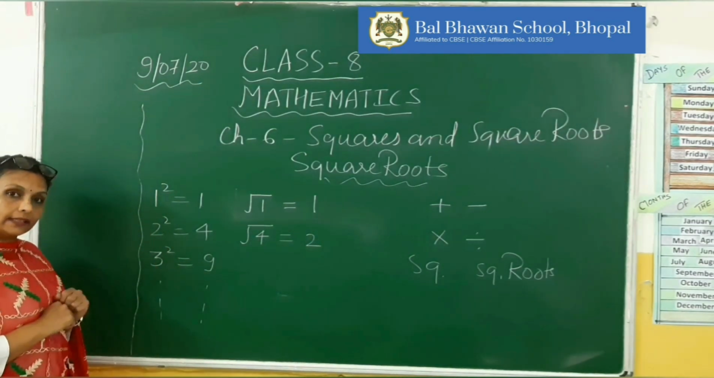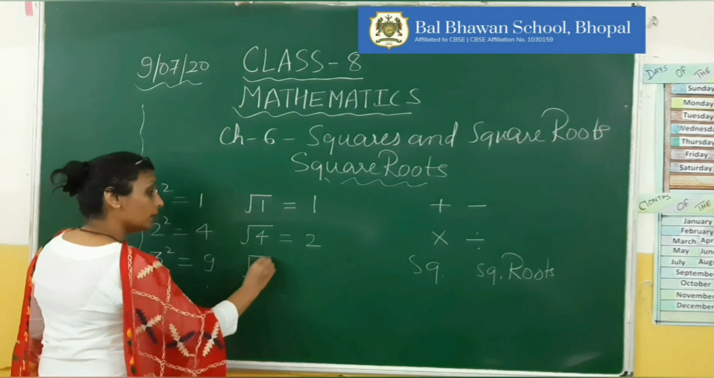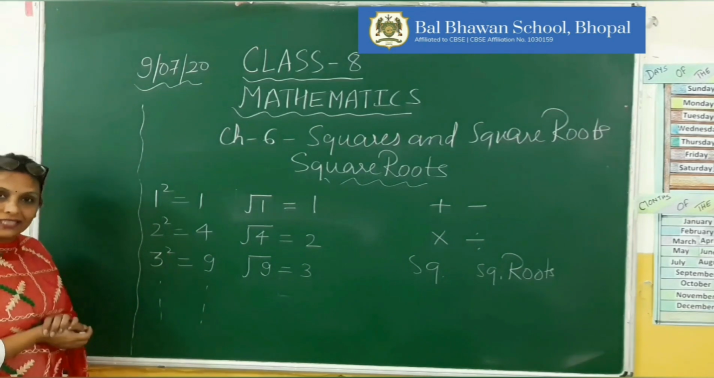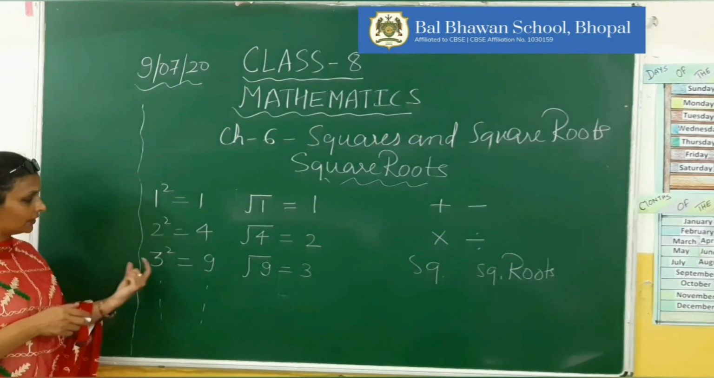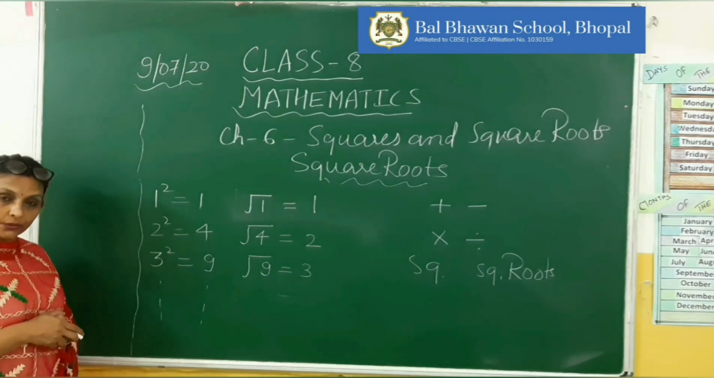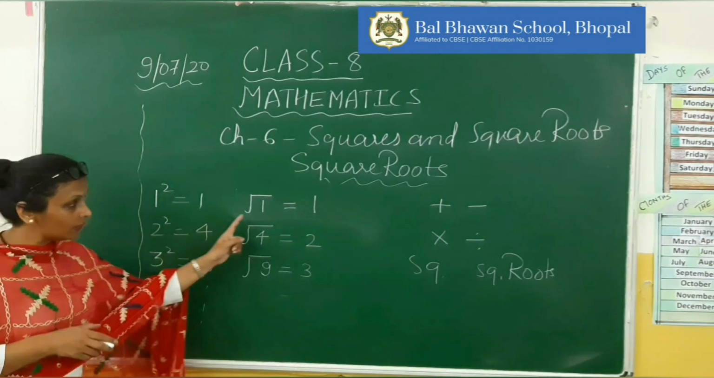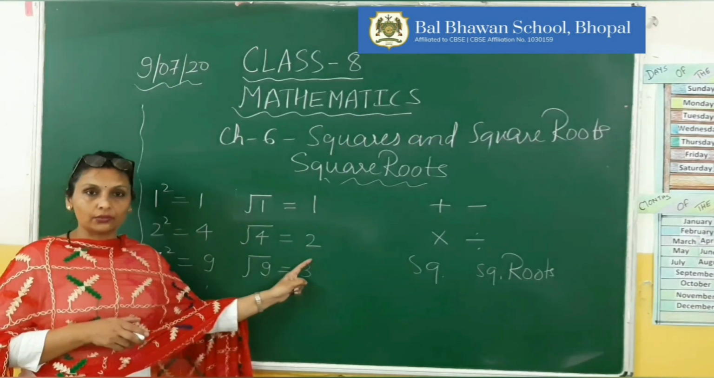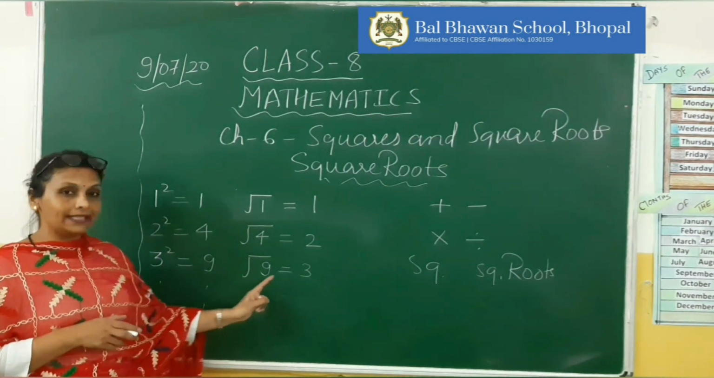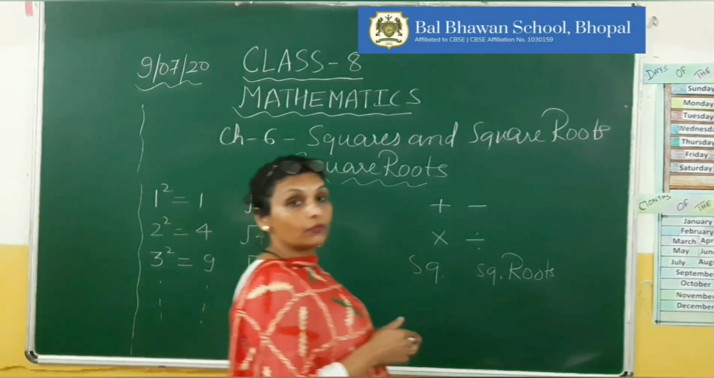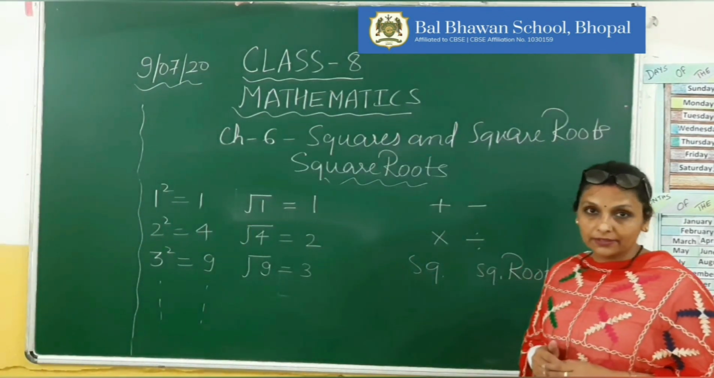Square of 3 is 9. That means square root of 9 is 3. Are they the inverse operations of each other, the squares and the square roots? So I hope this concept is clear to you, right? So square root of 1 is 1, square root of 4 is 2, square root of 9 is 3. Like this, we can find the square root of perfect square numbers.